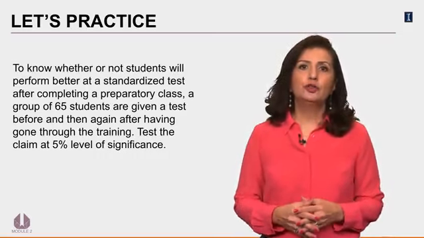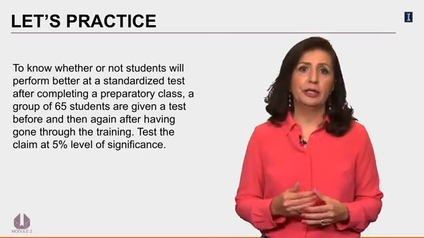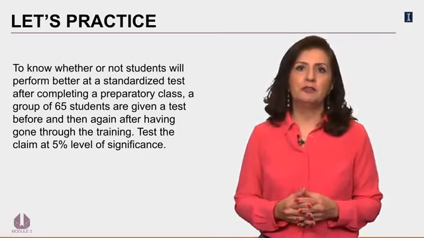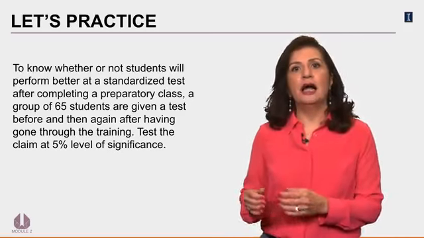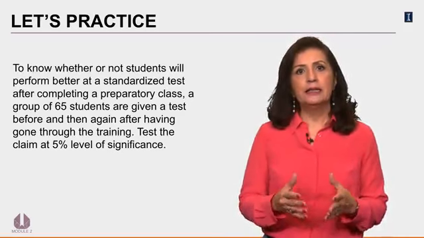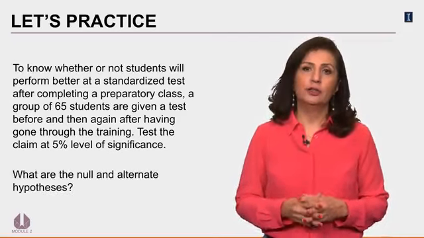To know whether or not students will perform better at the standardized test after completing a preparatory class, a group of 65 students are given a test before and then again after having gone through the training. Test the claim at 5% level of significance. What are the null and alternate hypotheses?